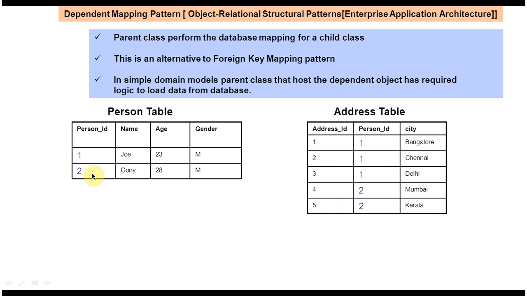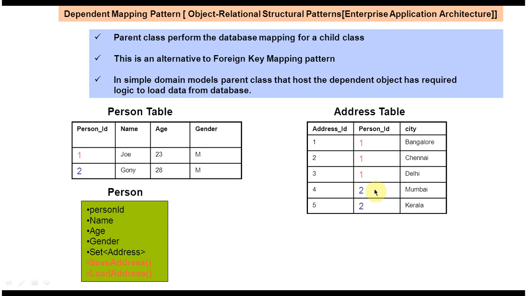A foreign key is nothing but a primary key in one table acting as a foreign key in another table. In this case, person id is the primary key in the person table, but it acts as a foreign key in the other table. Okay, so suppose you want to create a class out of this, then how will it be? It will look like this.